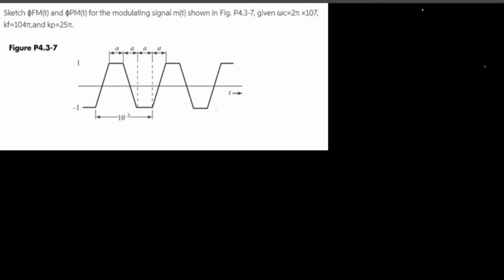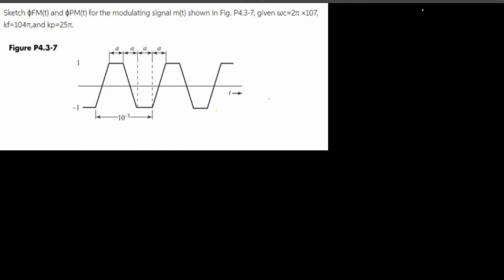Okay, this question is asking to sketch FM of t and PM of t for the modulating signal m of t shown in figure P4.3-7. Given omega c is equal to 2π times 10 to the power of 7, kf is equal to 10 to the power of 4 π, and kp is equal to 25π. We had to use this information and draw the FM signal and also the PM signal.